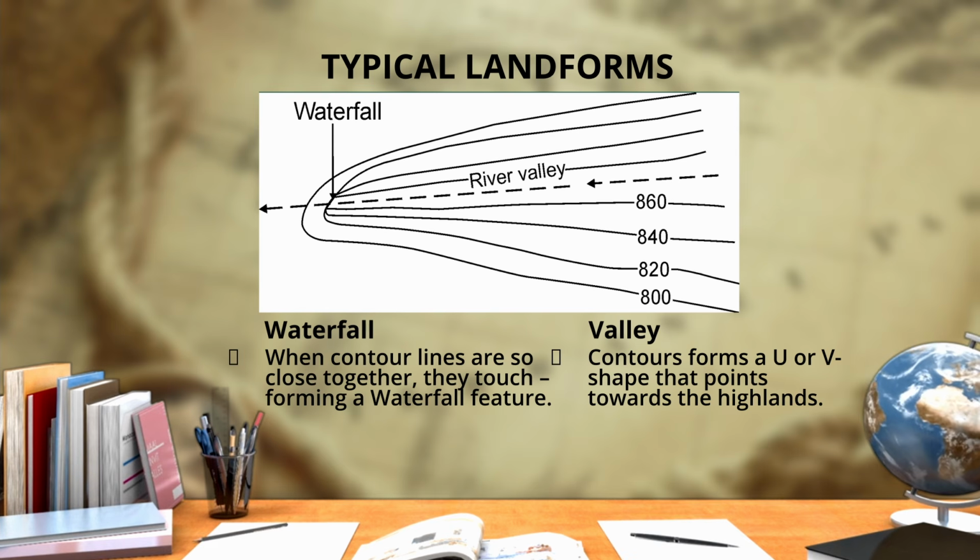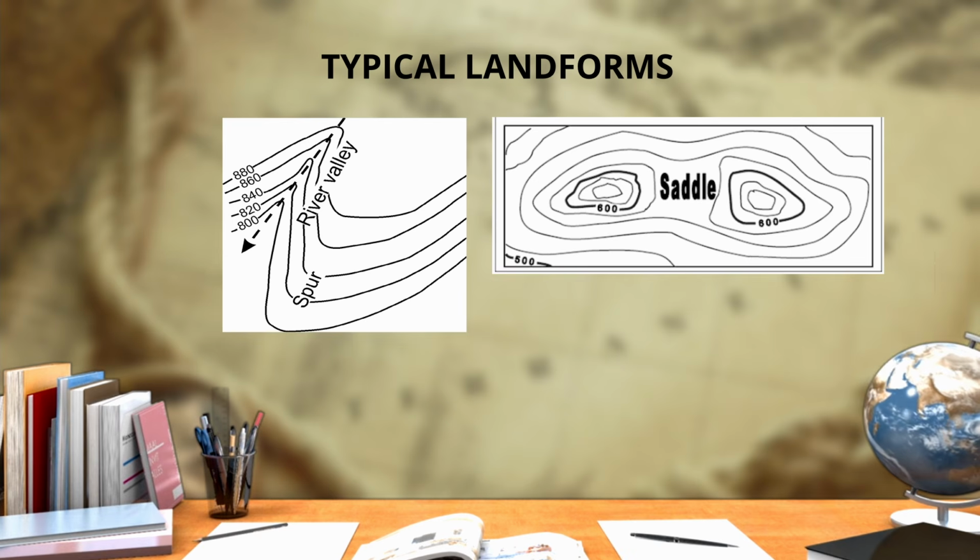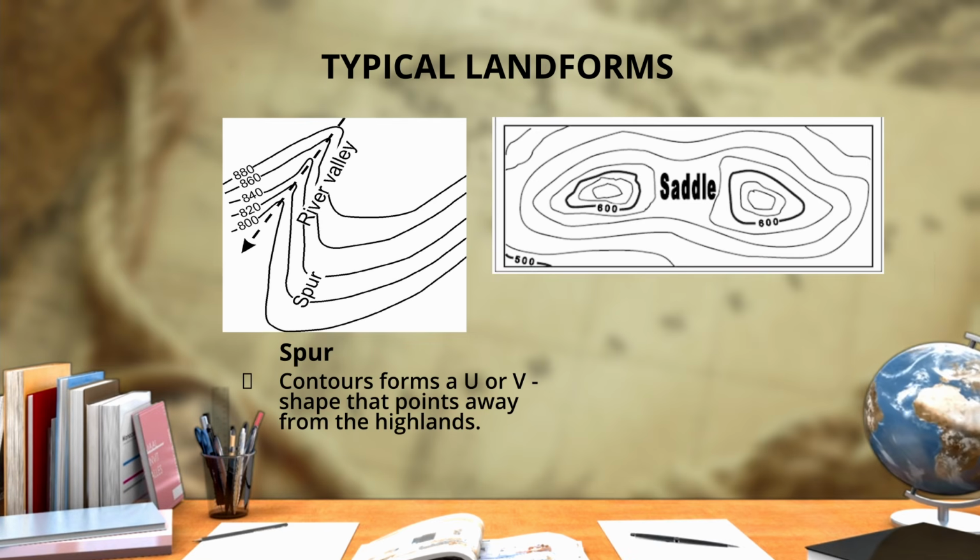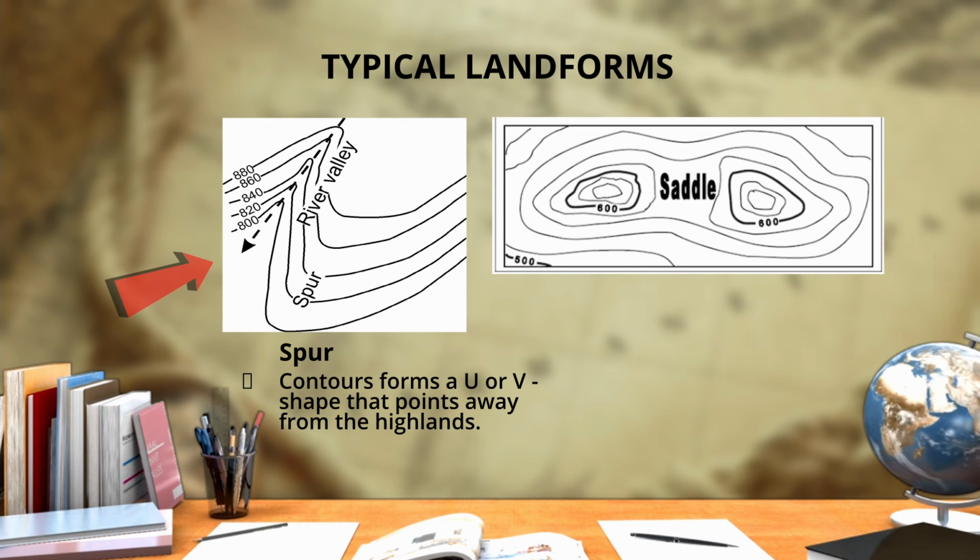That is our valley. Then we have a spur. A spur, just like a valley, is also shown with either a V or a U shape. And remember, it must not be a straight V. A V can be in the form of a U shape. Now, the diagram that we have here is a perfect example.